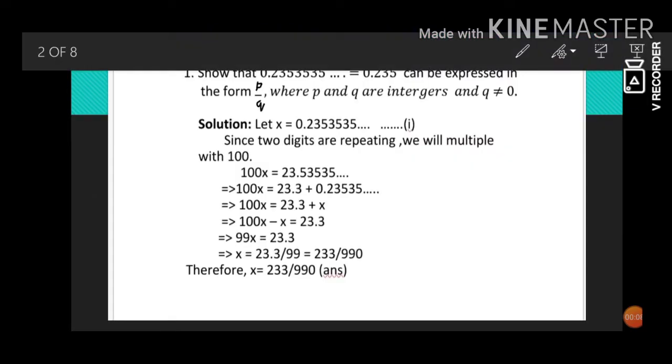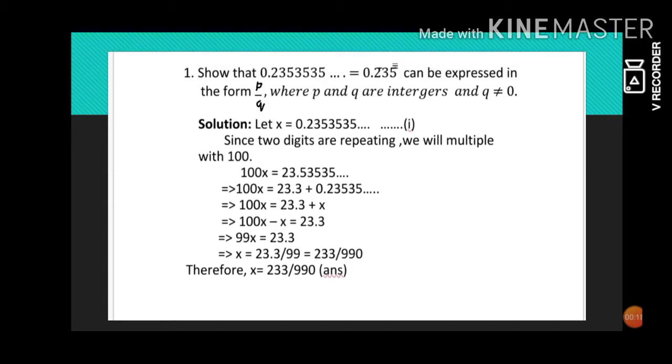The first question: show that 0.2353535..., or 0.235 bar, can be expressed in the form p by q, where p and q are integers and q not equal to 0. Let x equal 0.2353535..., be our first equation.